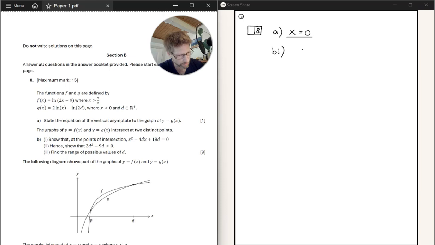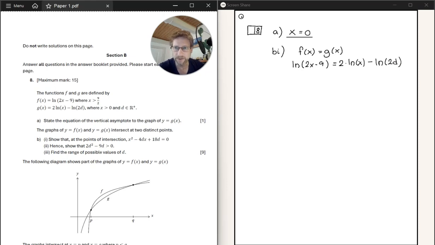So we are going to set up the equation that we use to find x coordinates for points of intersection, just saying that we want f of x to be equal to g of x. And putting in f of x, it says ln of 2x minus 9 equals 2 times ln of x minus ln of 2d. And that's a lot of logarithms.